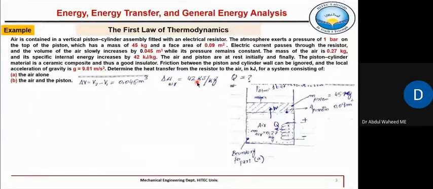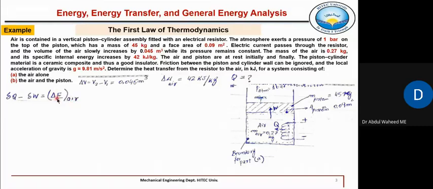Okay. And we need to find out this heat which is transferred during this process. So here is the equation of the first law of thermodynamics for a change in state and for a control mass, right? So delta Q minus delta W is equal to delta E of air, because the system is only air. So this represents delta E of system.